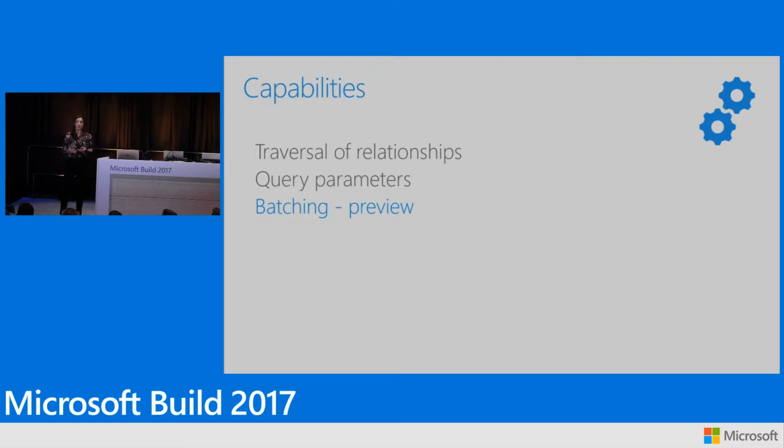Today at Build, we're announcing also batching capabilities. So this is the ability of sending a whole bunch of different requests on one single call all the way to the server, which processes them and gives them back to you. You can even go and tie them together. Say, for example, request 2 depends on the results of request 1, and we'll see that in a demo.